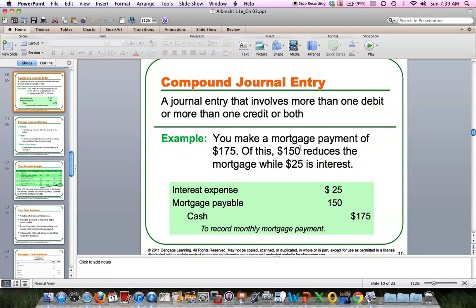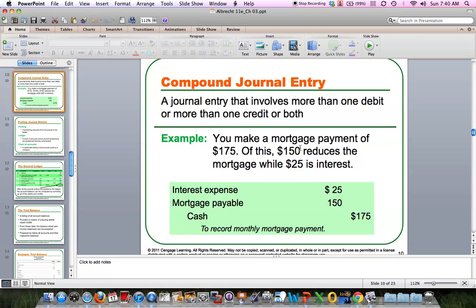So now here it is, we're going to make a mortgage payment. Let's say we've got a mortgage on our business. Let's say we bought a building or some property for our business and we obtained a mortgage to be able to finance it, and now we're paying that mortgage back. We're making a mortgage payment. Typically we're going to do this every month. So our payment's $175, and of this we know that $150 goes to principal and $25 goes to interest.